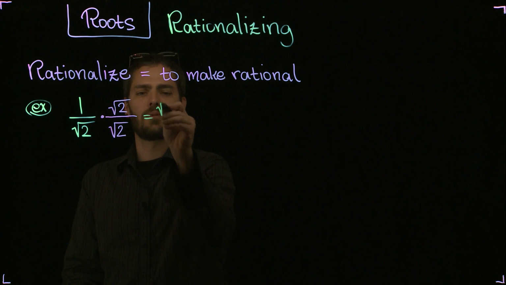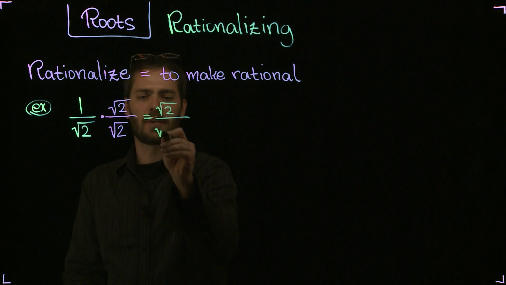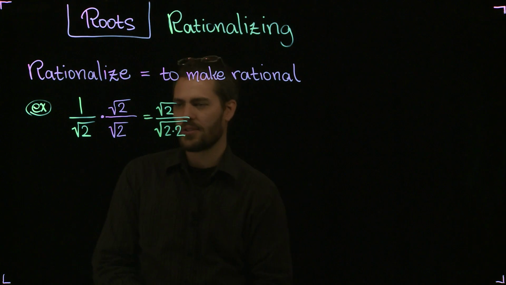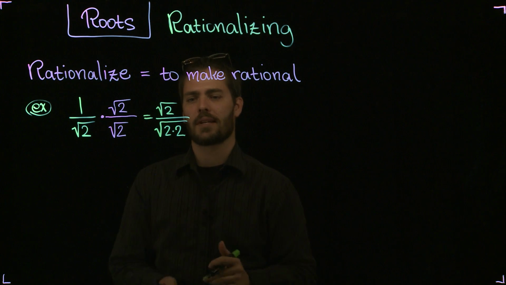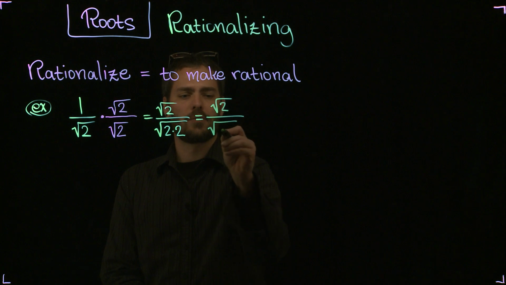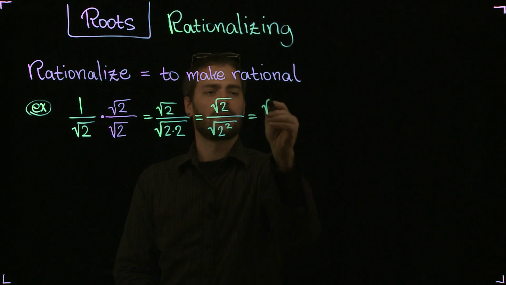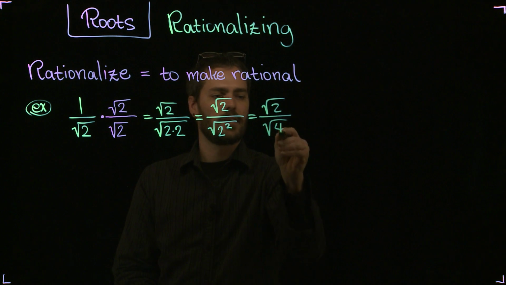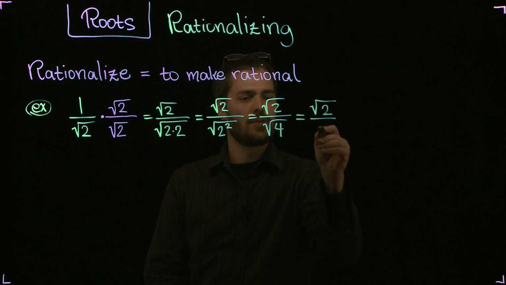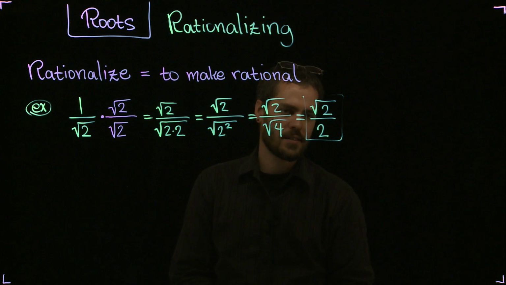1 times root 2 is root 2 on the top. On the bottom, root 2 times root 2, we can say is the root of 2 times 2, reversing the property that I showed you before where we were separating them. Now we're putting them together. This gives me the root of 2 over the root of 2 squared, or you could just say 4 if you want. Okay, any way you look at it. What happens in the end, the square root of 4 is just 2, so this becomes the root 2 over 2. And now I have rationalized the denominator.